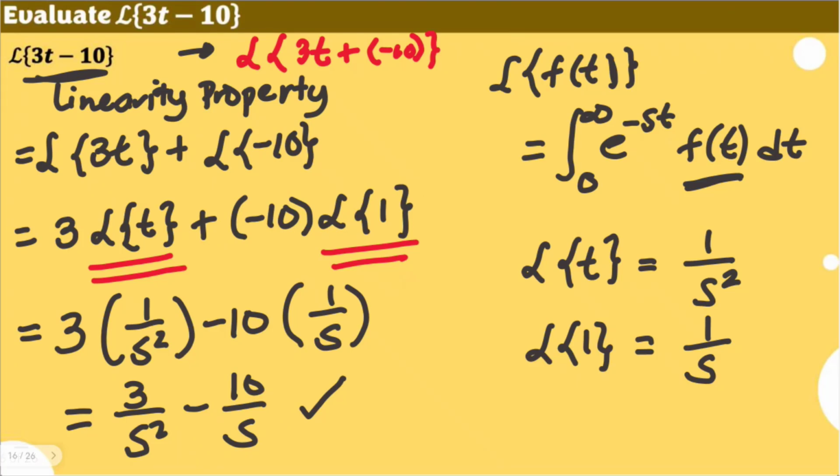Again, I'll be leaving the proof of showing the entire result, which is also equivalent to the use of this when our f of t is the entire function 3t minus 10.